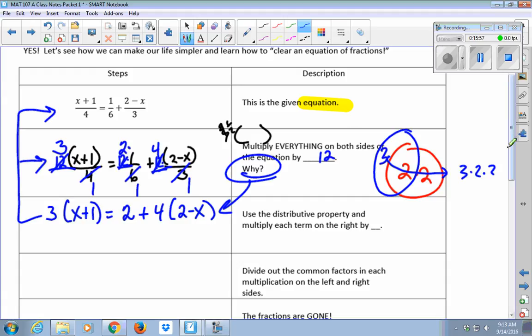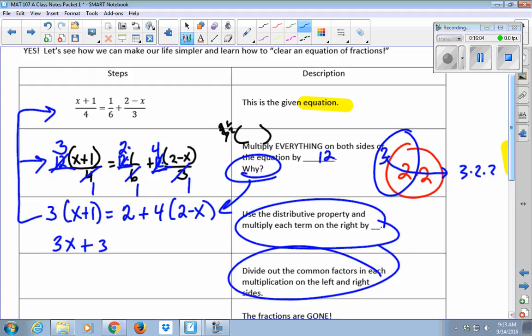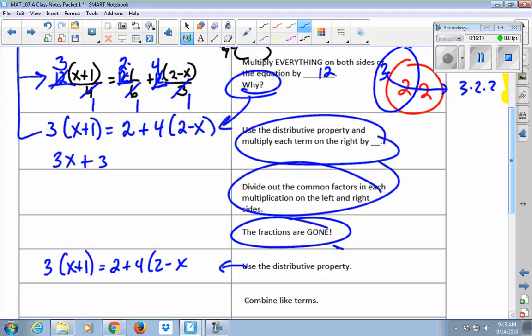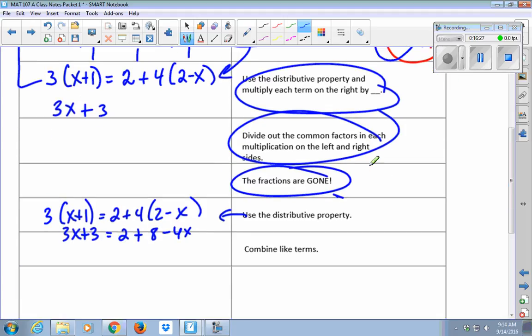Okay, and let's do this. We get 3x plus 3. I'm actually doing all these steps here all at once, okay? I'm already past this step right here. So I'm down to here. 3 times x plus 1 equals 2 plus 4 times 2 minus x. That's 3x plus 3 equals 2 plus 8 minus 4x. So I kind of talked through all those other steps there.